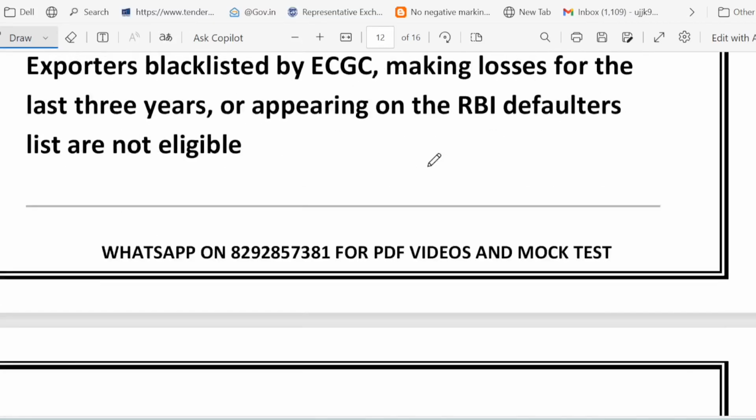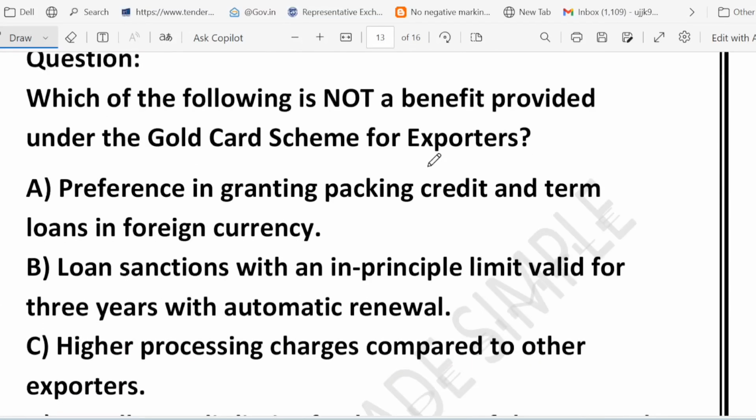Now friends, let's look at the next question. Which of the following is not a benefit provided under the gold card scheme for exporters? Again, one question from gold card. Right. So you can think of it like this: if you are a regular exporter who has a good track record, the bank gives you a VIP pass. The VIP pass is called gold card.